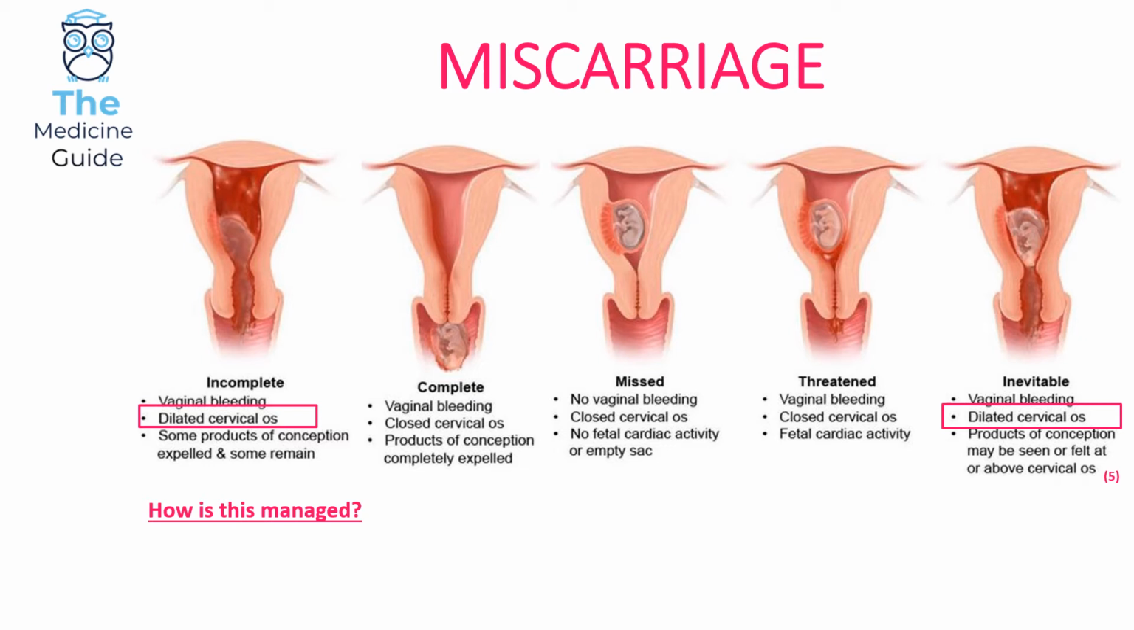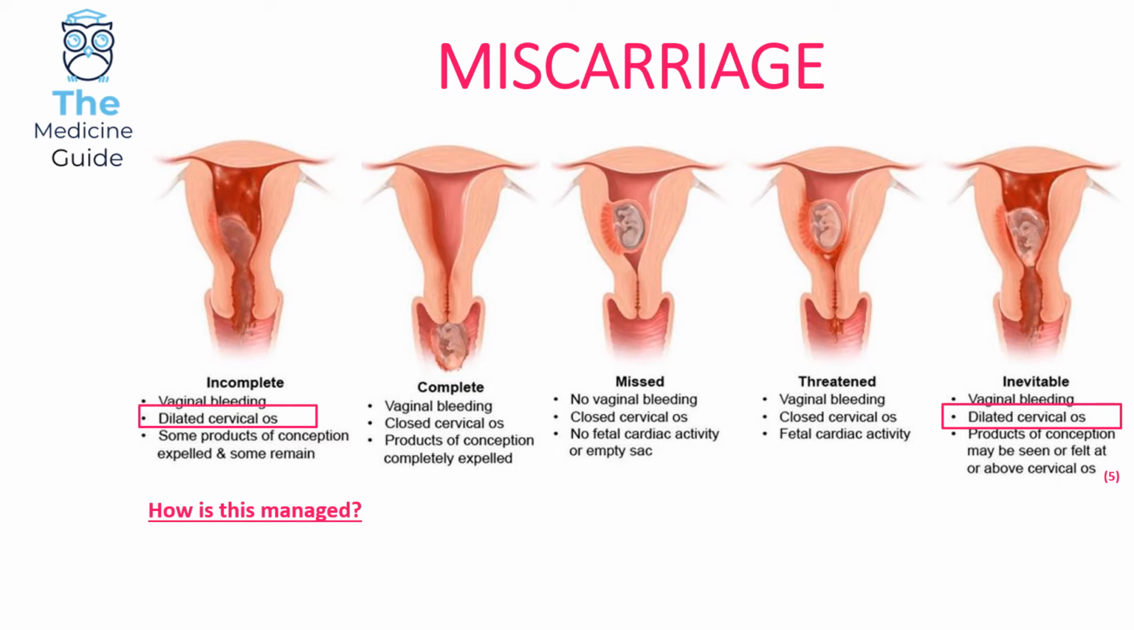A complete miscarriage will present with a closed cervical os, the woman will present with vaginal bleeding, and the products of conception have been completely expelled. Okay? Now, if we look at a missed miscarriage, the cervical os is closed, there will be no vaginal bleeding, and no fetal cardiac activity, or an empty sac will be found during the ultrasound scan.